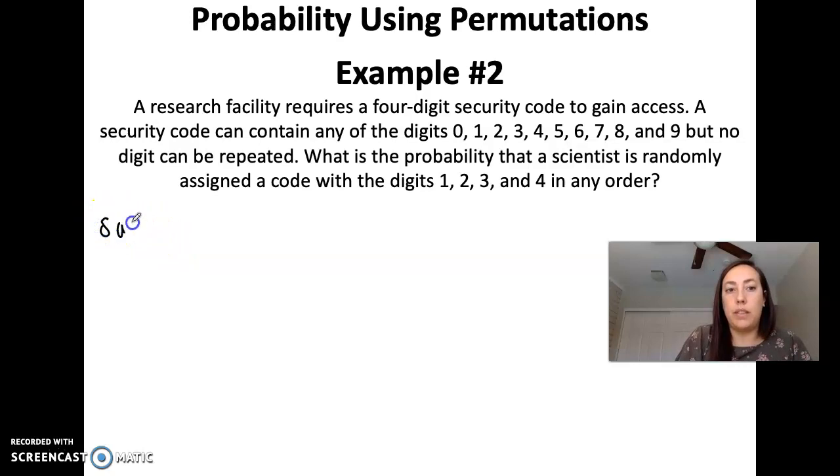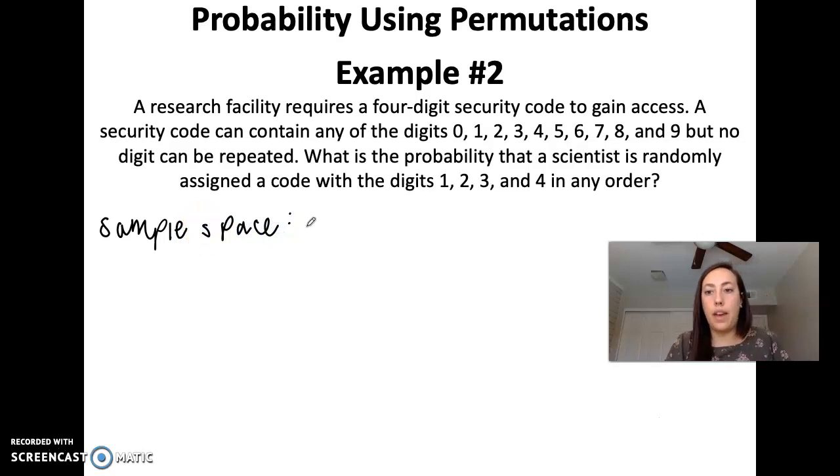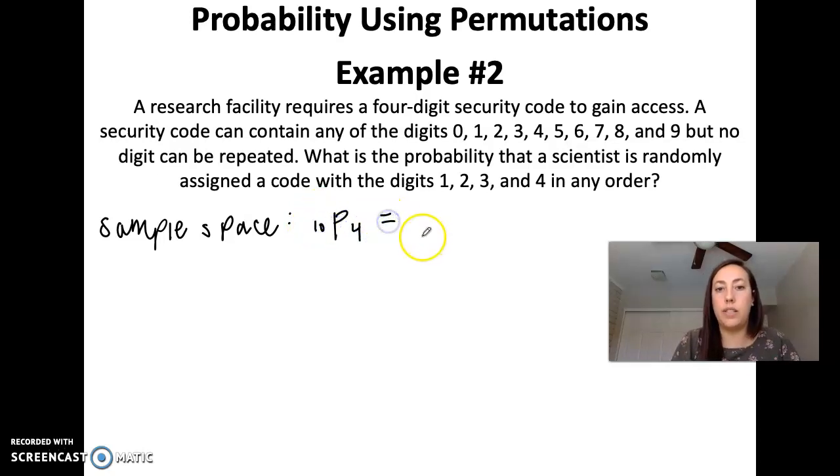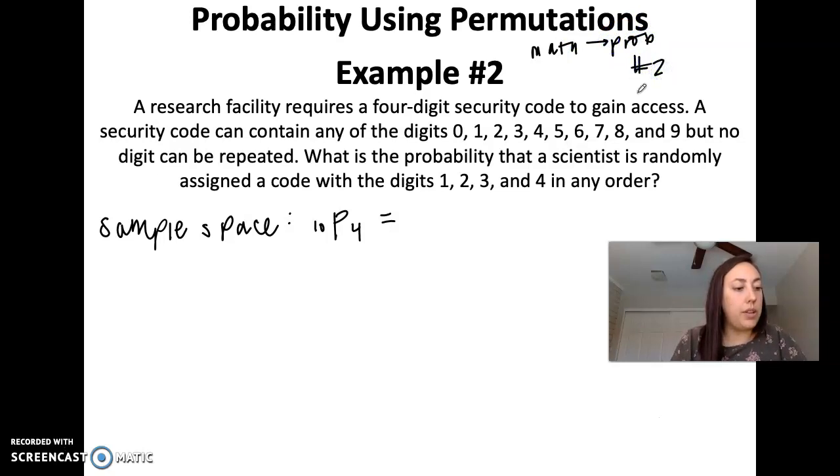First, let's talk about our sample space. This is all possible codes we can get with those 10 digits, 0 through 9. So we have 10 digits to pick from, and we're picking 4 of them to be part of our security code. So I'm using my calculator to calculate this. And again, to find the function, go to Math and then Probability, and it's number 2. So we have 10 digits, we're picking 4 to be part of our code. We have 5,040 codes we can make in our research facility.